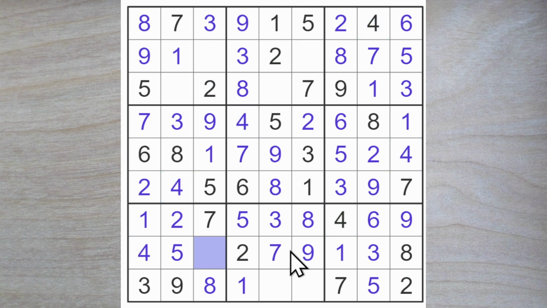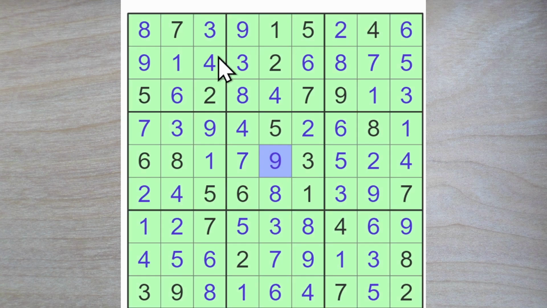This, therefore, can only be a 6. Now we can deal with the 6 in this square and in this and in this, and enter a 4 here, here, and here. Nice little expert puzzle from El País today.